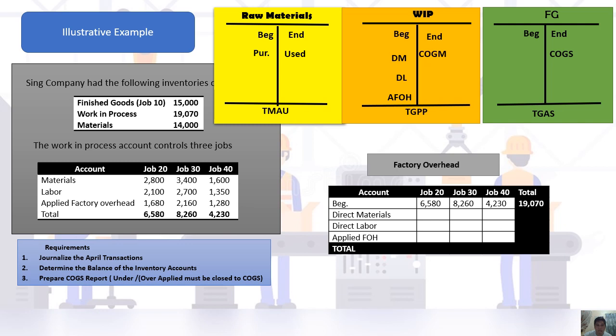So let's say for example, yung materials, 14,000. So ilagay na natin sa raw materials beginning 14,000. And yung work in process based dun sa ating summary ng ating job cost sheet.